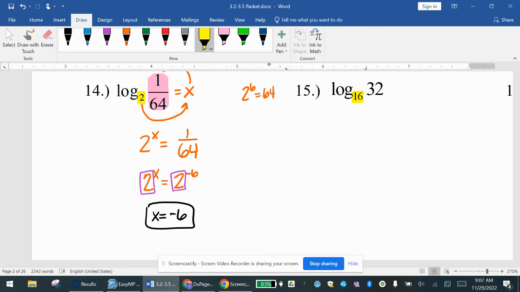The base of this log does not match the argument. They're related, but they don't match. So I can't use the canceling rule. Now I'm going to rewrite it as exponential. Maybe that'll make it easier.